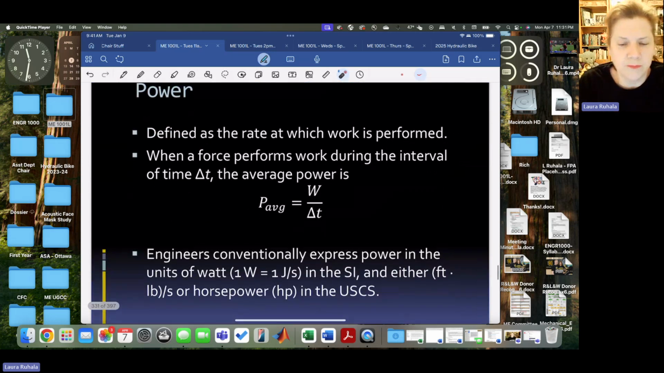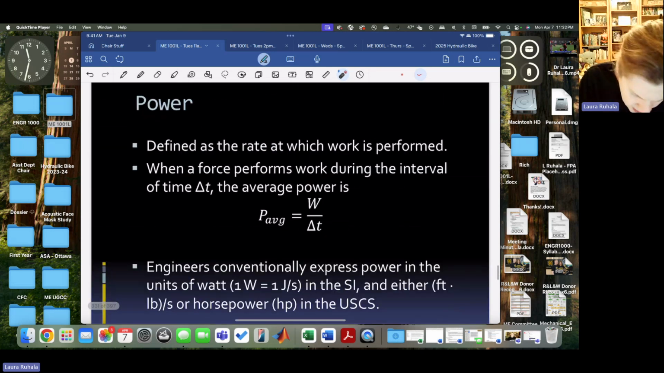Now we have power. Power is defined as the rate at which work is performed, so the work per unit time. When a force performs work during an interval of time, the average power is the work over the unit time. We typically use the watt, which is joule per second in SI, and then either foot-pound per second or horsepower in the customary system.